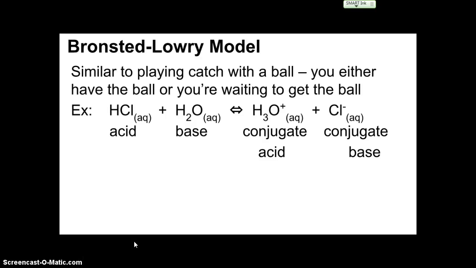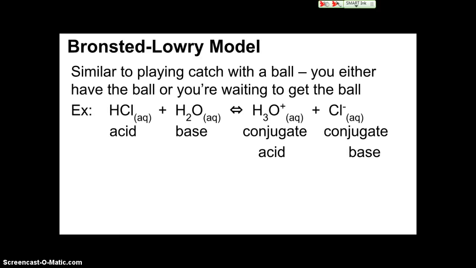One analogy your book uses is it says it's similar to playing catch with the ball. You either have the ball or you're waiting to get the ball. So if you and a friend are tossing a softball or whatever back and forth, whoever has the ball is the acid. Whoever's waiting for the ball is the base. When your friend throws the ball to you, you just change from being a base to being an acid. And that's where this idea of conjugate acid and conjugate base comes in.